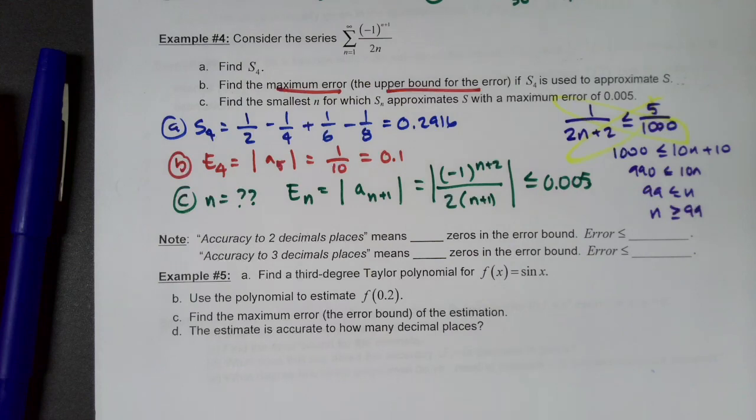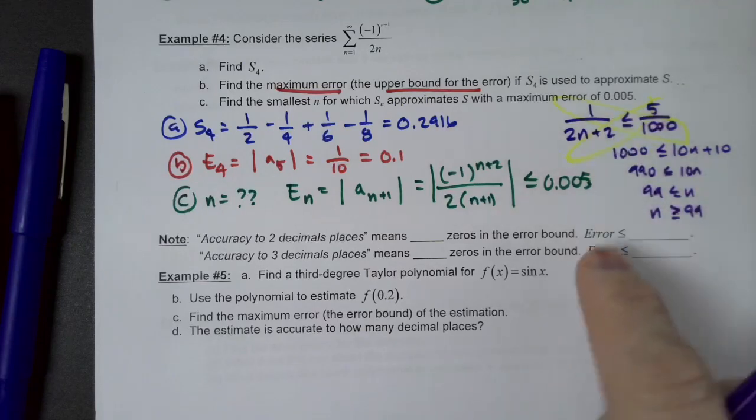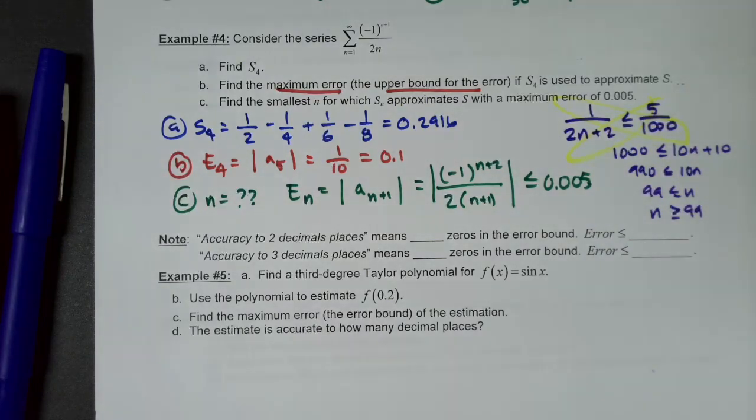And guess what? If we want to meet what the engineer said and get the error no more than 0.005, we're going to have to use at least the 99th partial sum on this one. So rev up that computer. You're going to have to go out 99 terms on this one, okay, in order to be that close. All right?